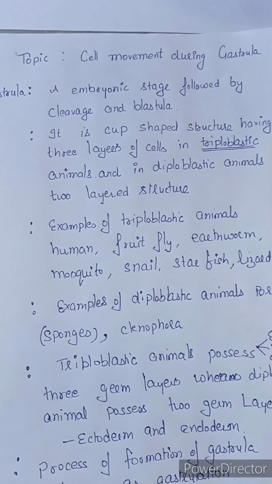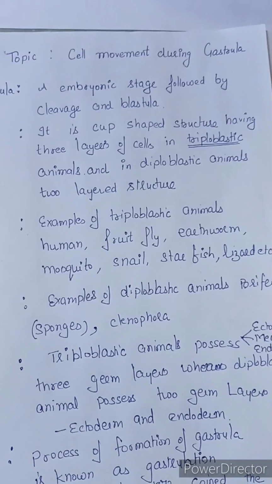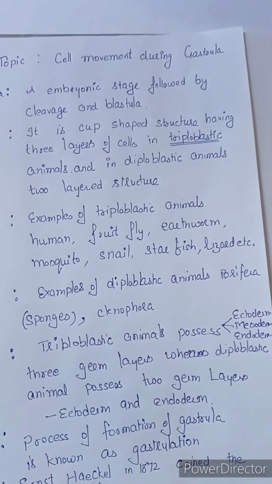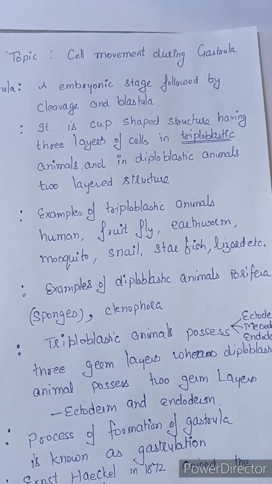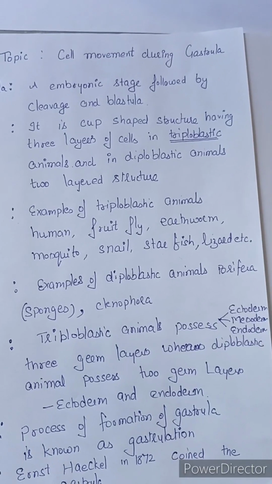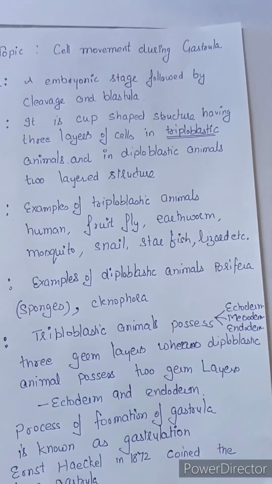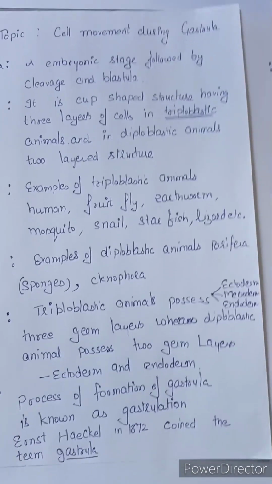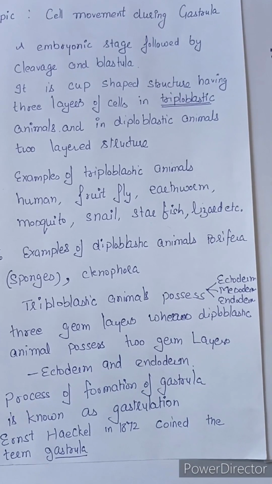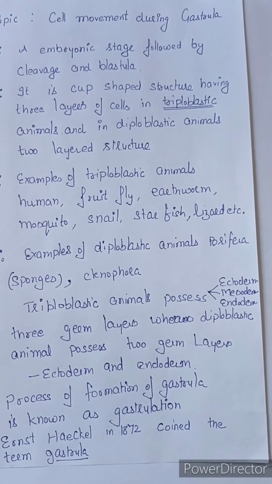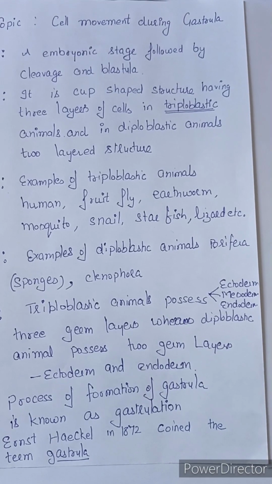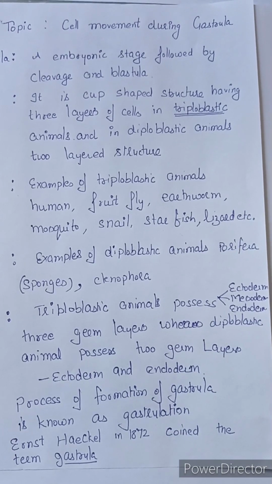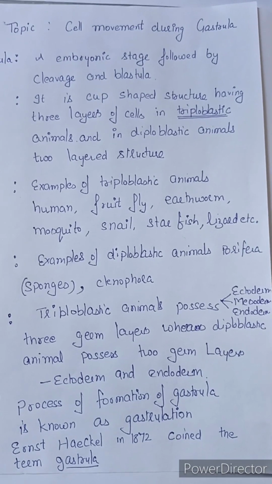Examples of triploblastic animals include human, fruit fly, earthworm, mosquito, snail, starfish, lizard, etc. The main examples of diploblastic animals include poriferans and ctenophora. Triploblastic animals means three germ layers, which include ectoderm, mesoderm and endoderm, are involved in the formation of the embryo, whereas in diploblastic animals usually two layers are there, which include ectoderm and endoderm.